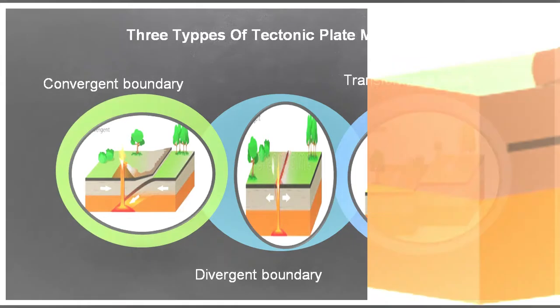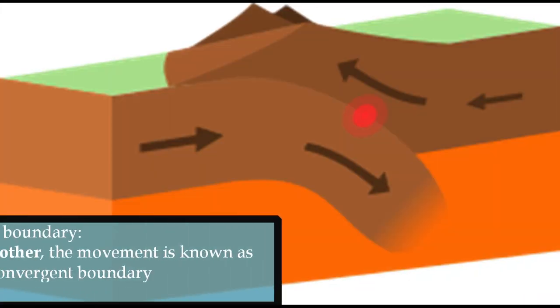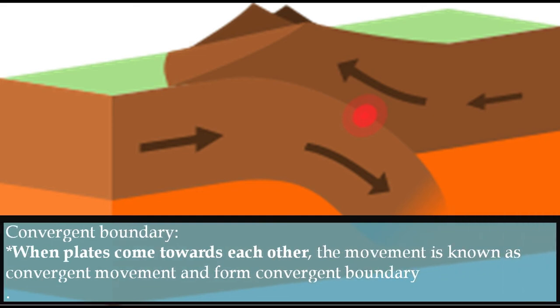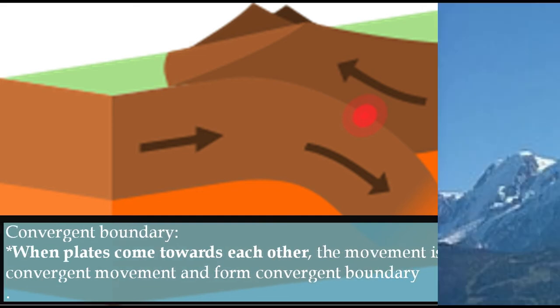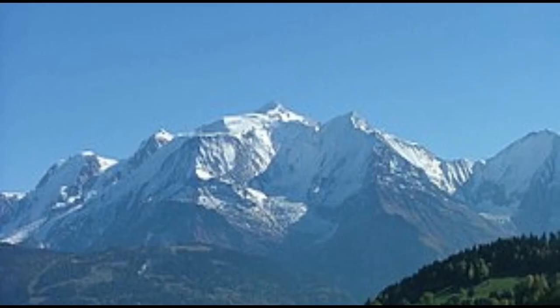Number 1 is convergent boundary. So what is a convergent boundary? When two plates come towards each other, this movement is known as convergent movement, and this forms convergent boundaries. When two plates come together, they may either collide, they may crumble, or they may slide under each other. For example, the Himalayan mountains, which are young fold mountains, were created by convergent movement between the Indian and Eurasian plates.